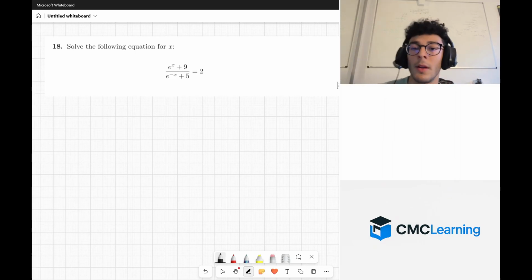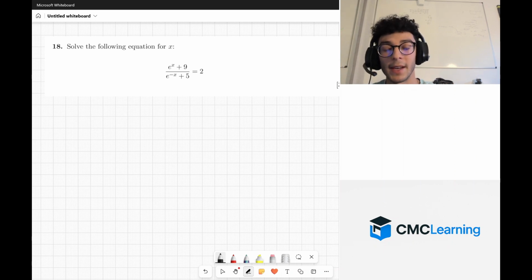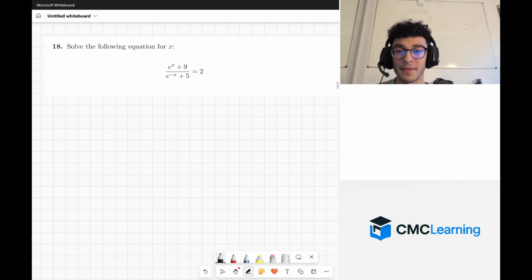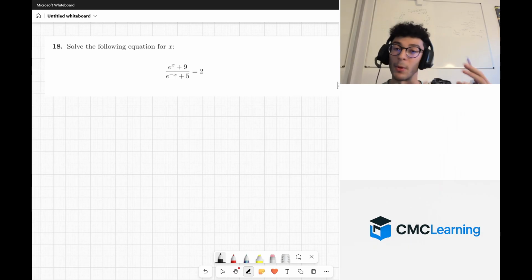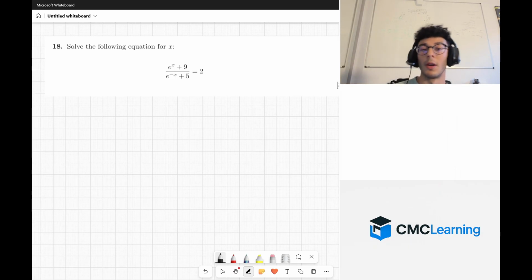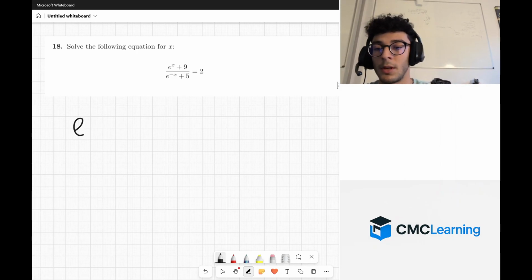Just off the top of our heads, there's not really much we can do in terms of this fraction. There's not much simplifying we can do. Had there not been this 9 and 5, maybe we could work with dividing these two terms, but we can't. This is typically a good first step for most problems: I think what we should do is multiply out that denominator to the other side. So, let's see what we get.